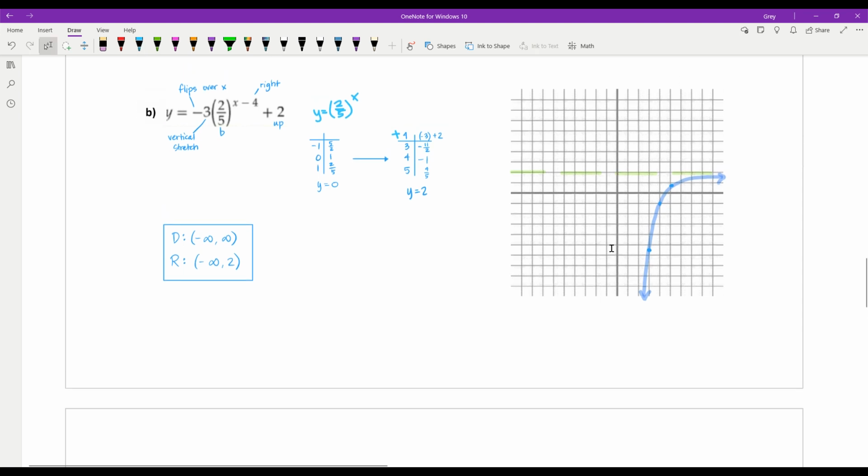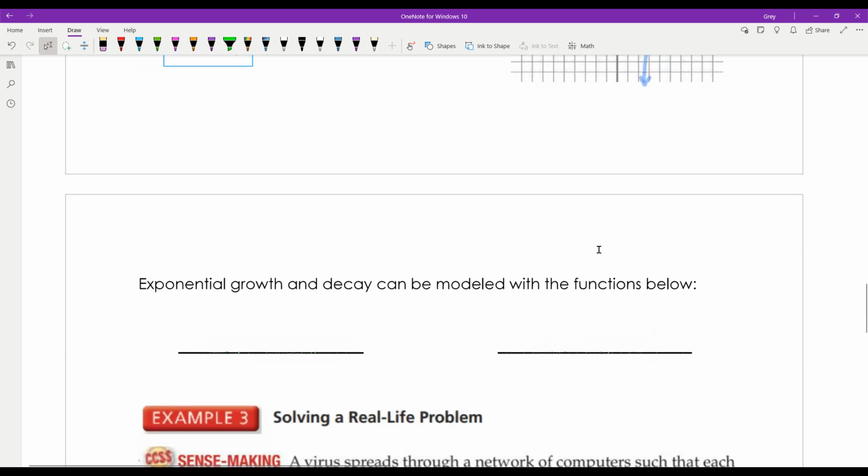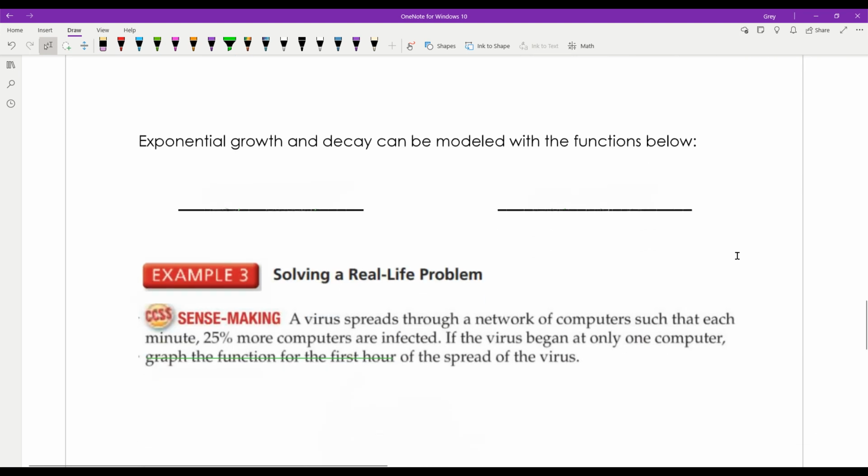All right, last thing, this won't take long to talk about, is the model functions that we use for exponential growth and decay and word problems, okay?